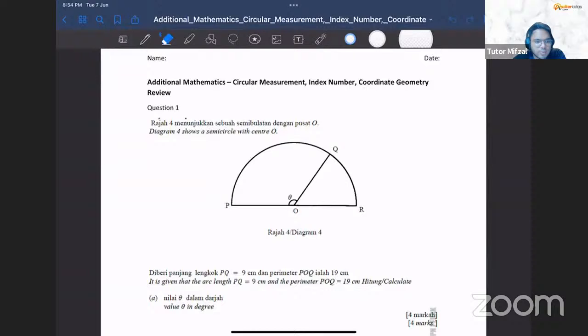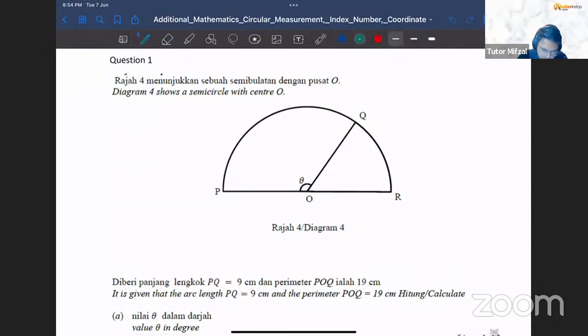Okay, so let's start with question number 1. Here it shows that you have a semicircle with center O, and it is given that the arc length PQ is equivalent to 9 centimeter, and the perimeter POQ is equivalent to 19 centimeter. So the arc is 9 centimeter, the total perimeter, which is just PO plus OQ plus PQ is equivalent to 19 centimeter.